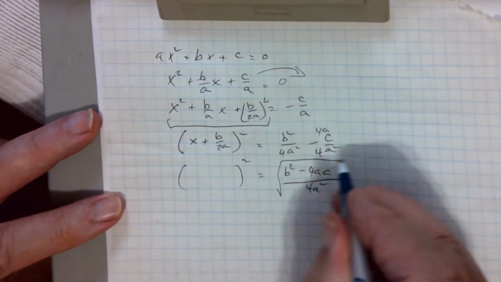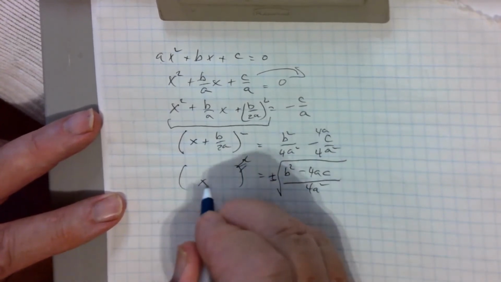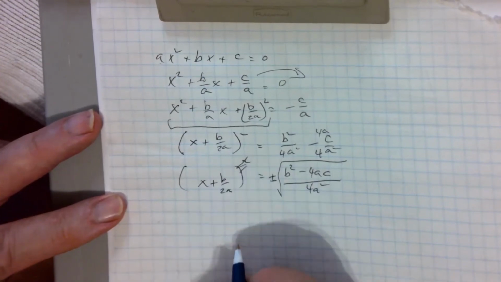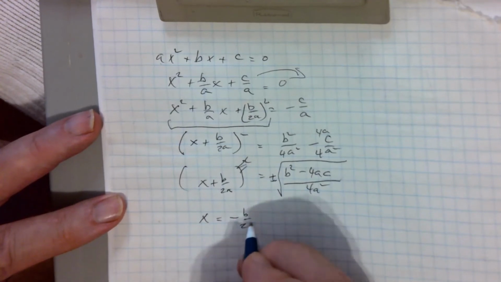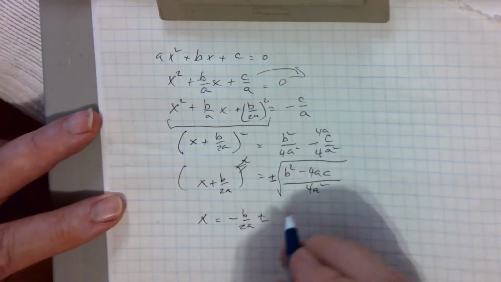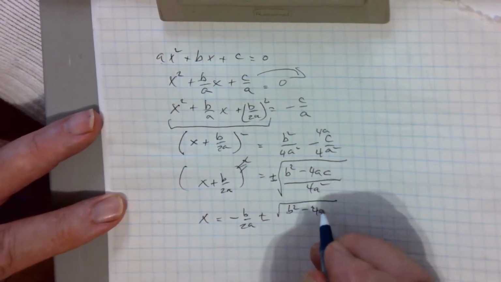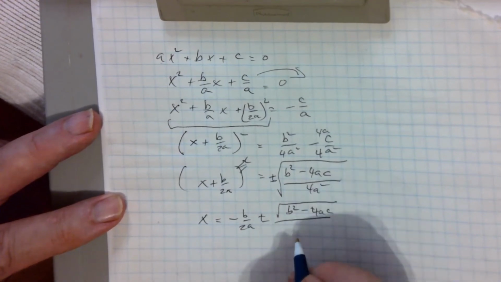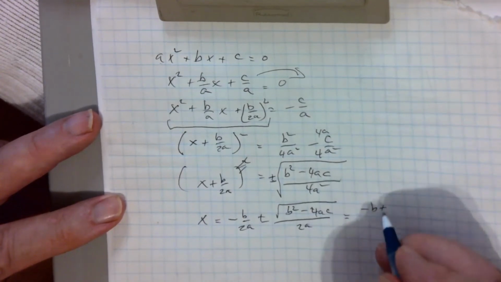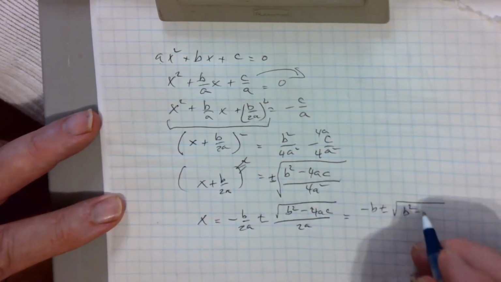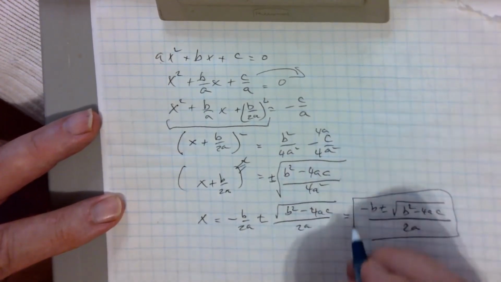So if I take the square root and put a plus or minus in front, that gives us x plus b over 2a. Then if I bring this to the other side, I have x is equal to minus b over 2a, plus or minus the square root of the numerator is the square root of b squared minus 4ac. And the square root of the denominator is 2a. Common denominator, minus b plus or minus the square root b squared minus 4ac all over 2a. What do you know? Piece o' cake.